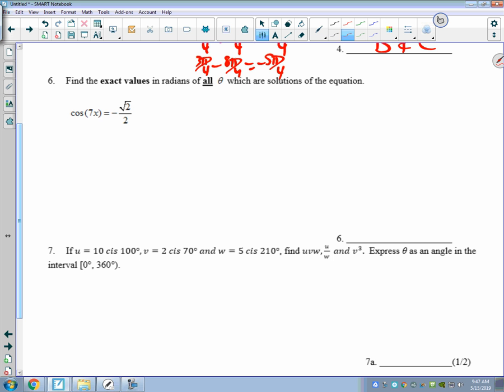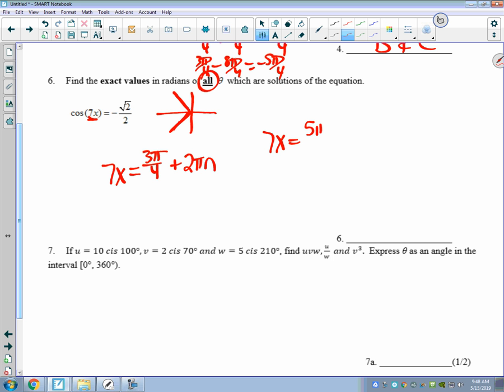Number 6. First thing, this is a unit circle question of saying, where does cosine equal -square root of 2 over 2? Cosine is x, and cosine is negative in quadrant 2 and quadrant 3. So if this was just x here, you would say x equals, but it's 7x. So we say 7x equals 3 pi fourths. And since it says all solutions, I would say plus 2 pi n. And down here, that would be what, 5 pi fourths? So also 7x equals 5 pi fourths plus 2 pi n.